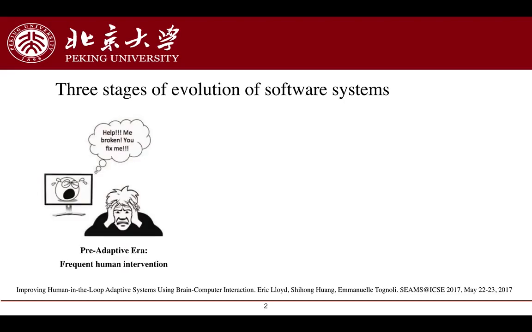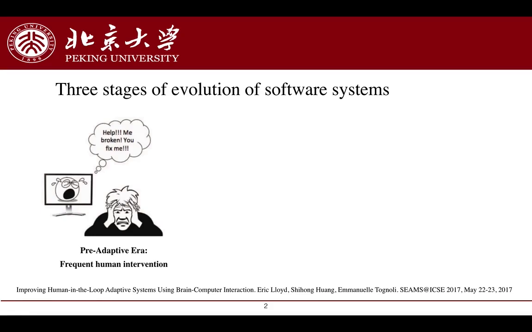Okay, let's start. Software system was initially designed and developed to satisfy user requirement or system objective. However, such system would require frequent human intervention because the system was not designed to deal with uncertainty. So, a system administrator has to be there to monitor the system for some unusual conditions and works with the system to ensure its normal operation. This is the very first stage of system development. We often call it pre-adaptive era.